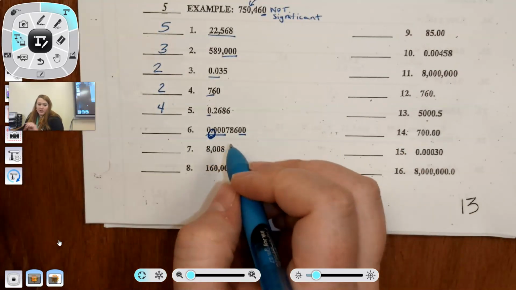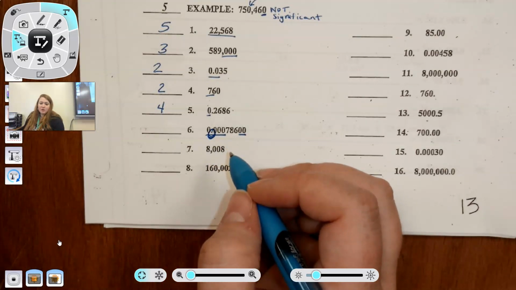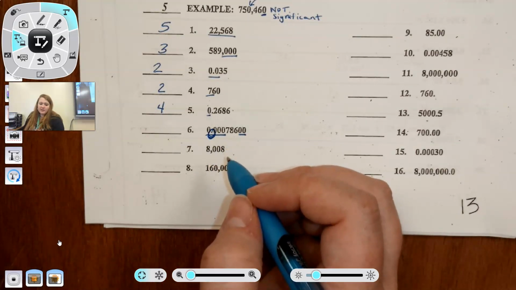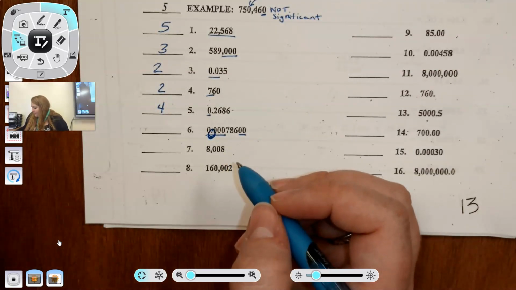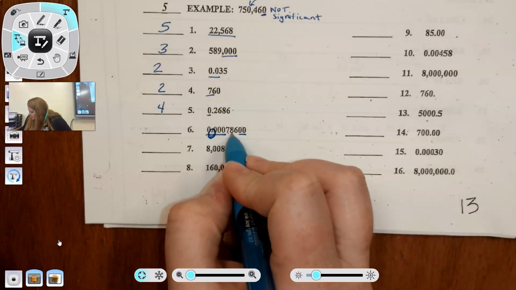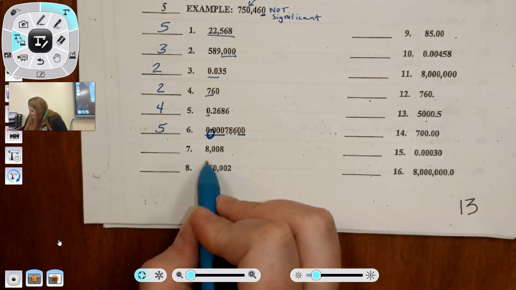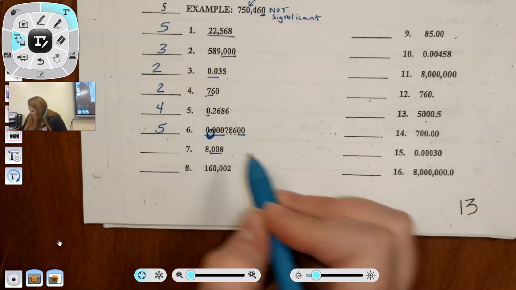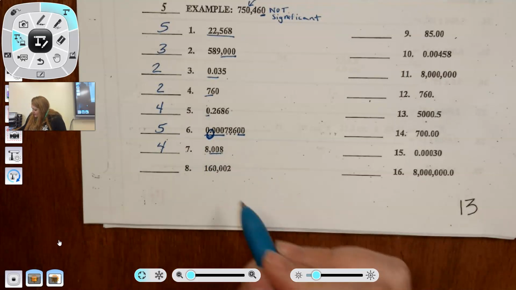Trailing zeros, you're asking yourself, is there a decimal or is there not? If there's not a decimal and it's a trailing 0, it's not significant. If there is a decimal and there's a trailing 0, then it is significant. So here there's 1, 2, 3, 4, 5 sig figs. These 2 zeros are sandwich zeros, so they are important. There's 4 sig figs here.